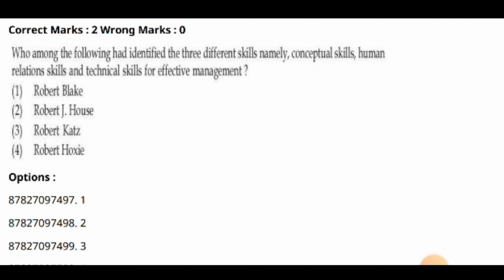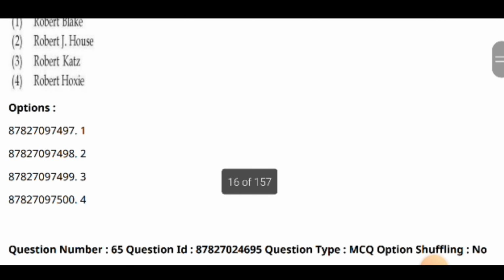Then you should know that Robert Blake is related to the managerial grid theory, Robert House is related to path goal theory, and Robert Hoxie is a famous economist. From these options also, there are different questions they create, like who developed the managerial grid theory, who is associated with the path goal theory, and match the following. So you have to create an idea about the options also.